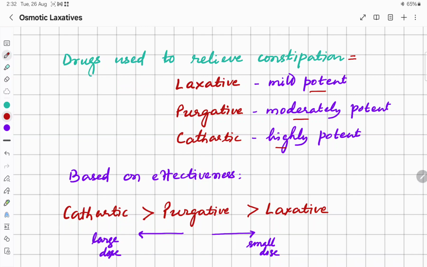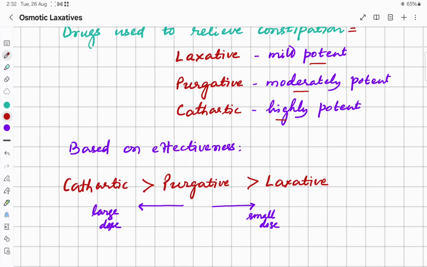So, based on effectiveness, the cathartic is more effective than the purgative, which is more effective than the laxative. So a purgative at low dose is a laxative and in large dose is a cathartic. So it's only a matter of dose, the action can differ.